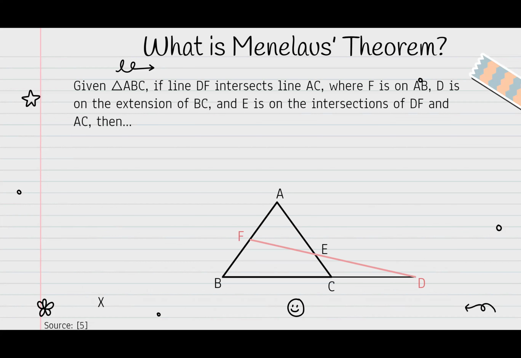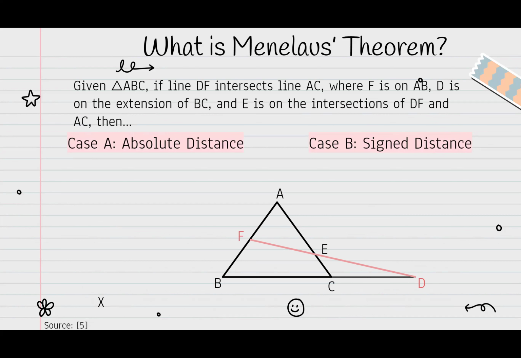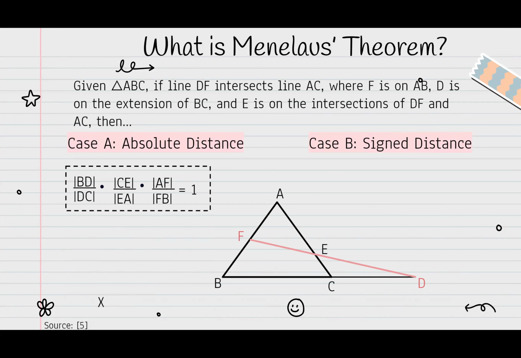is on the extension of BC, and E is on the intersection of DF and AC, then two cases arise, with case A being the absolute distance and case B being the signed distance. Case A states that the absolute value of BD over the absolute value of DC, multiplied by the absolute value of CE over the absolute value of EA, multiplied by the absolute value of AF over the absolute value of FB, all yields a product of 1.